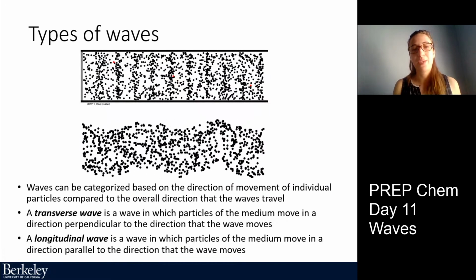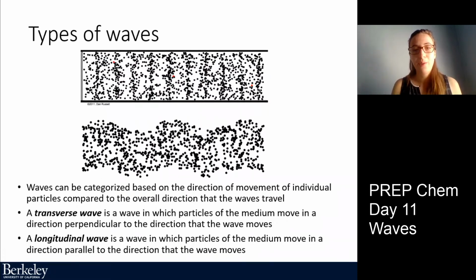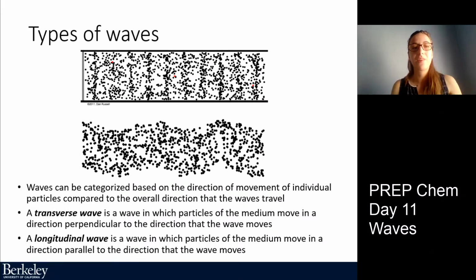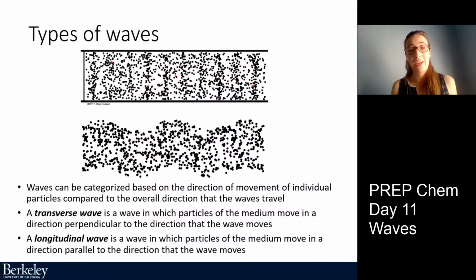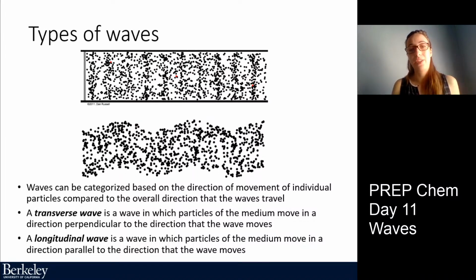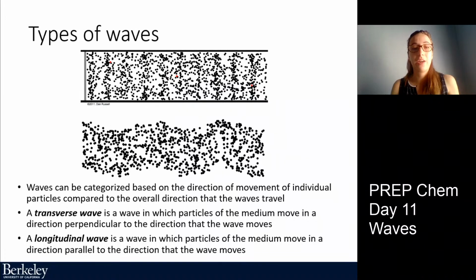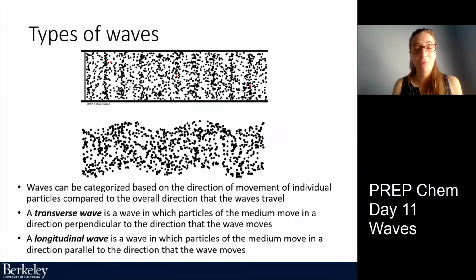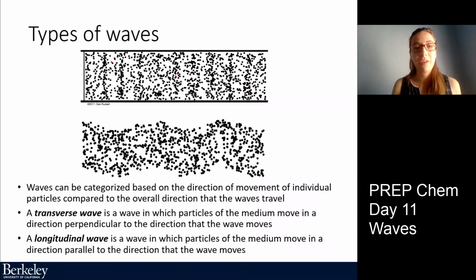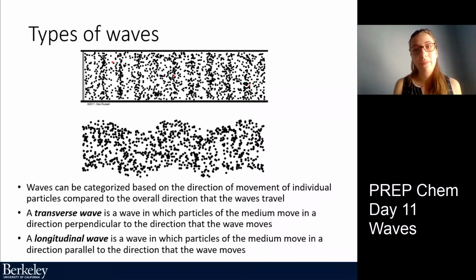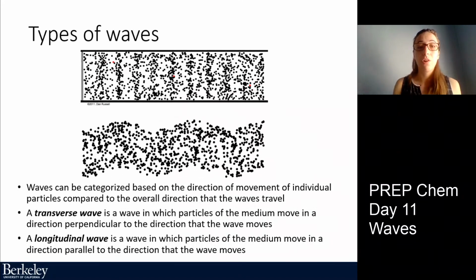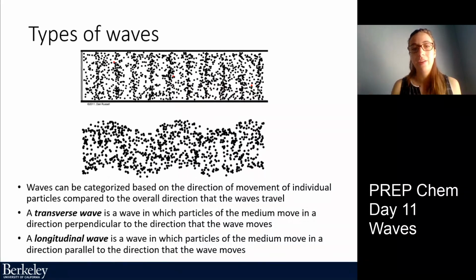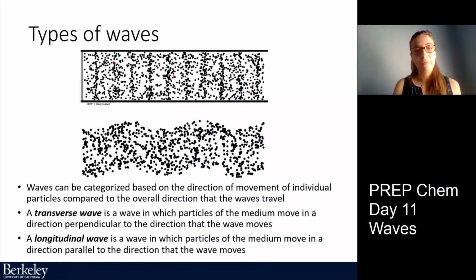I had two examples just because it can be helpful depending on how people think. If you think of particles, in this case the top example is actually the longitudinal wave. In this one, they've labeled the particles red. If you look at one of the red particles on the longitudinal wave, you see that it is moving left to right, and the overall wave is also moving left to right. So that would make it a longitudinal wave.